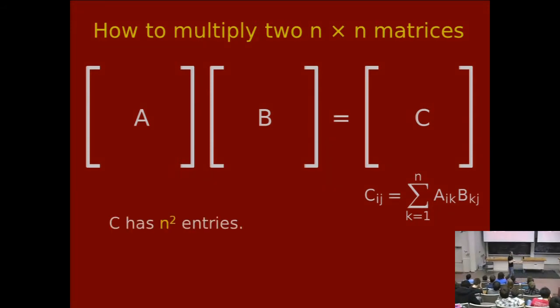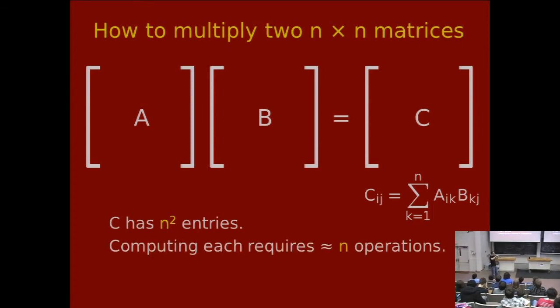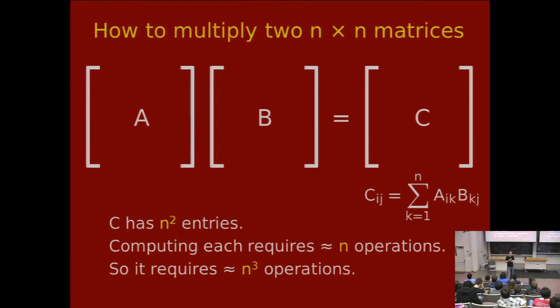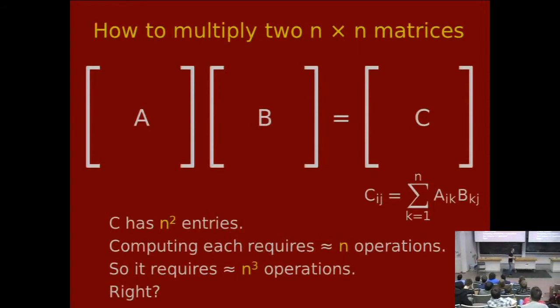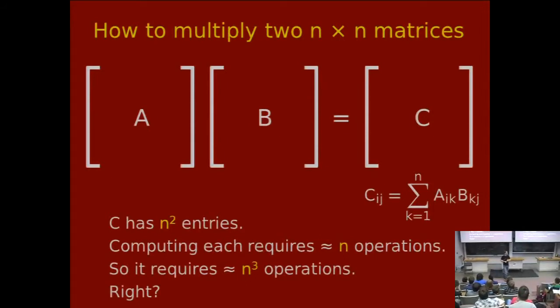And this is it, right? C has n squared entries. And for each one, you do it by dotting a row of A with a column of B. So basically, you have to do something like n operations for each entry. So this algorithm takes n cubed operations. So to multiply matrices takes n cubed operations, so it would seem. It's hard to imagine any other way to multiply matrices. Yes, we're going to reduce the time complexity of that.